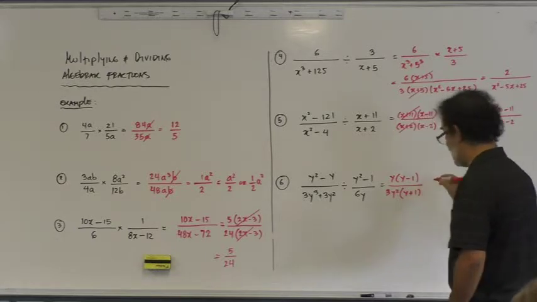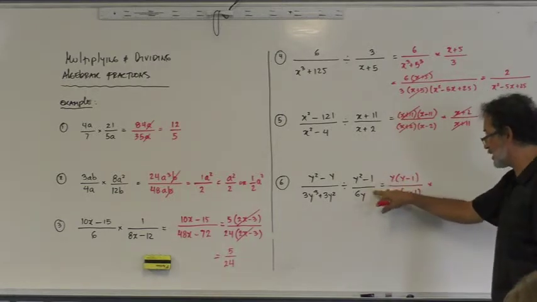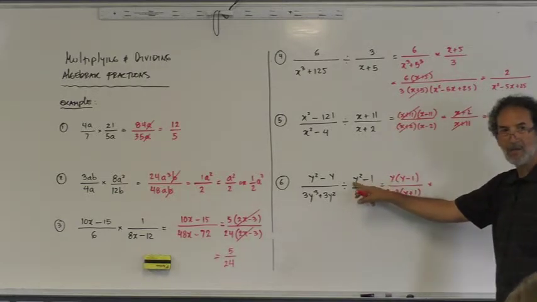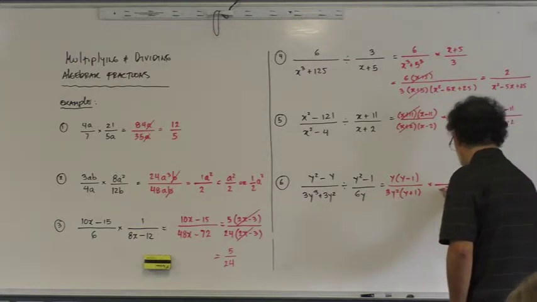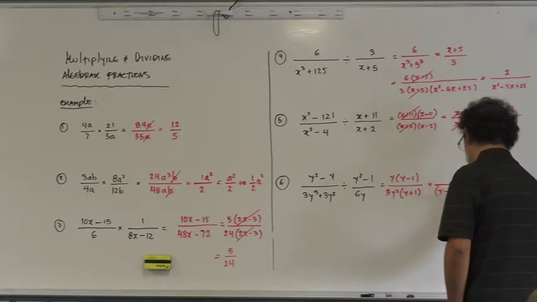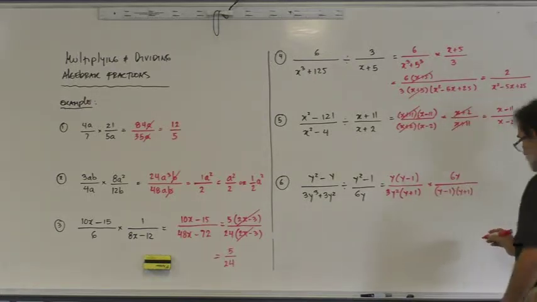So it's going to be y minus 1, plus 1. And then we're going to multiply by the reciprocal of this. But in here you can see that we have the difference of two squares. So we're going to have y minus 1, y plus 1, and on top we have 6y. All right, so it's all factored. Now we're going to simplify.